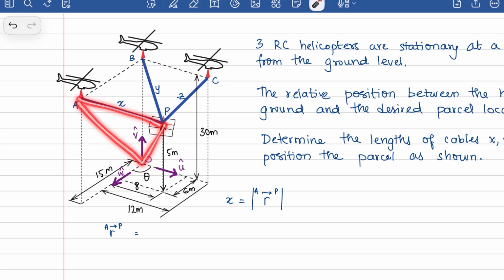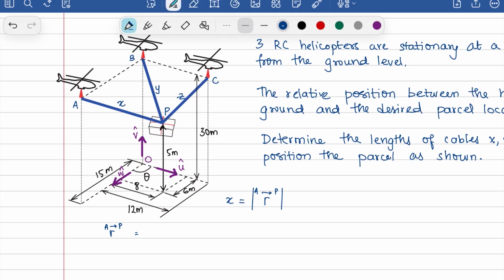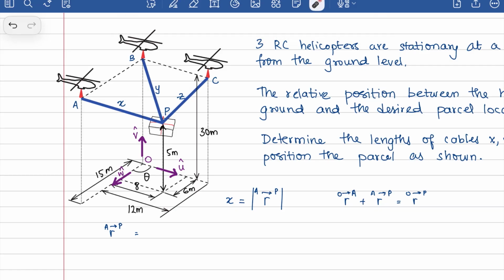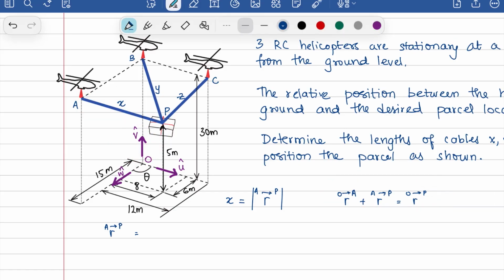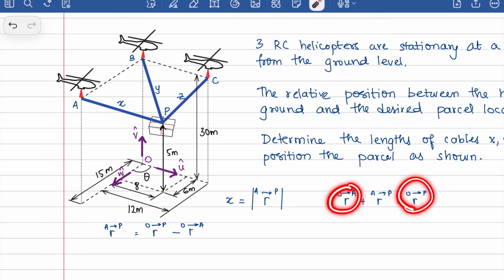What then is this vector? Well, it's just the addition of these, right? So I could write that the position from O to A plus the position from A to P is equal to the position from O to P. Okay, let's look at that carefully. This vector plus this vector is equal to this vector, right? That's what I've written down here, which then allows me to write that the position from A to P is the position from O to P minus the position from O to A. This minus that is this.